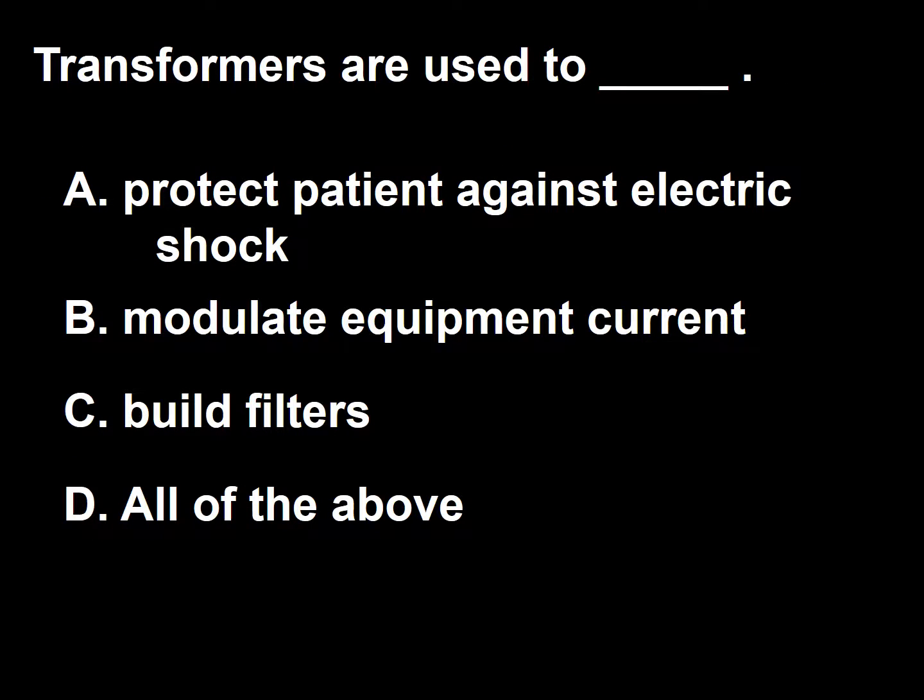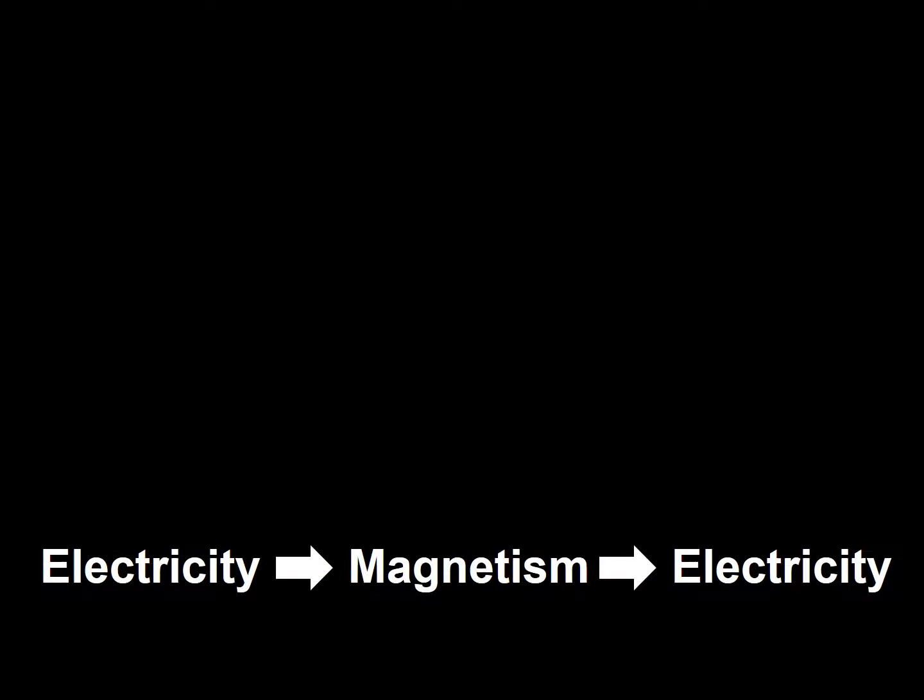Next question. Transformers are used to A. Protect patient against electric shock, B. Modulate equipment current, C. Build filters, D. All of the above. So inductors convert electricity into magnetism and magnetism into electricity. This is the basis of transformers.